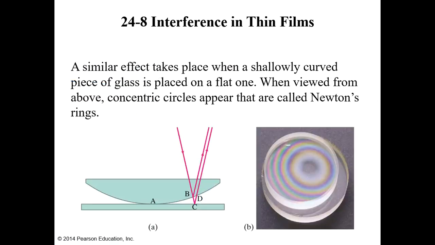So you can see similar effects taking place when you have shallowly curved pieces of glass. Here's a diagram of what's going on, and on the right you see a picture. And you can see regions where you get constructive interference and regions where you get destructive interference. And you can just see the light and dark patterns here. And that has to do with the varying thickness of the air layer between two sheets of glass.